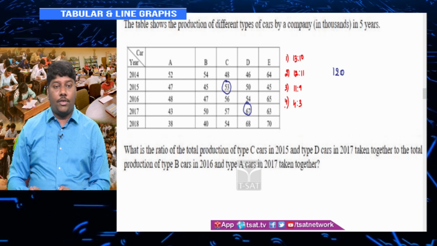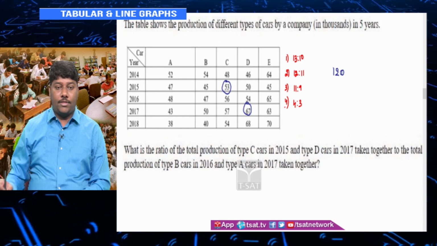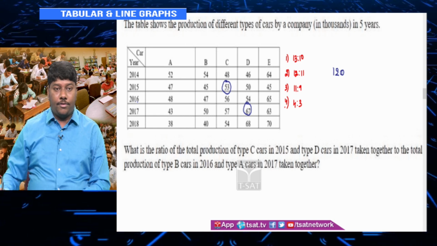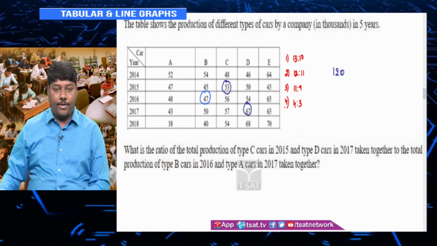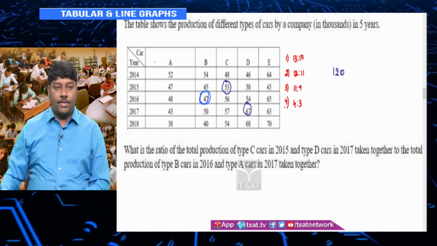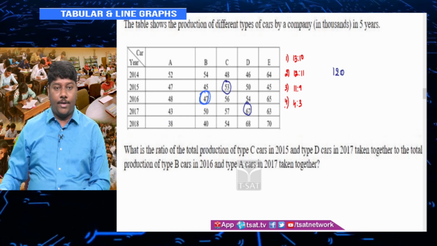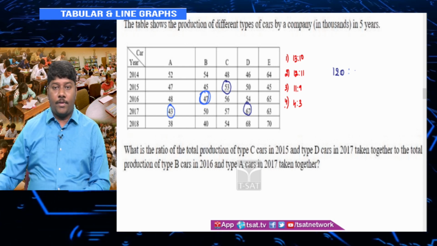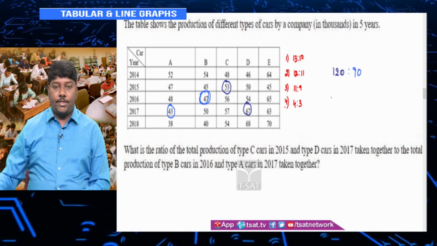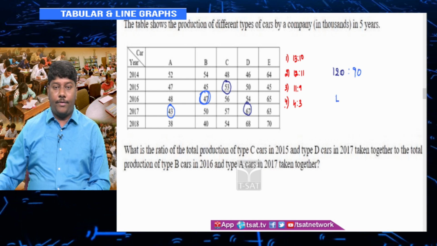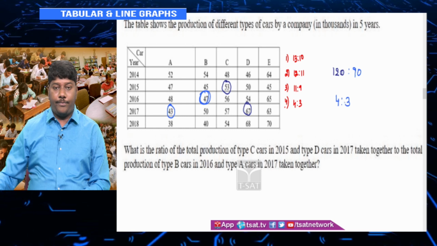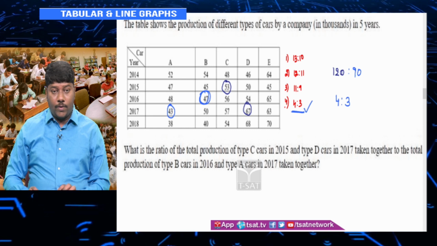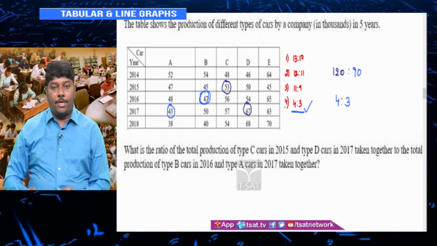Now, taken together with the total production of type B cards in 2016. Look at 2016 and type B, it is 47, and type A cards in 2017 is 43. 47 plus 43 is actually 90. Look at the ratio. Cancel 0 and 0, you can cancel it in the 3 table. Therefore, you can say it is 4:3. So, the answer is 4:3 here. Very simple, but looking at the data in the given time is very, very important.